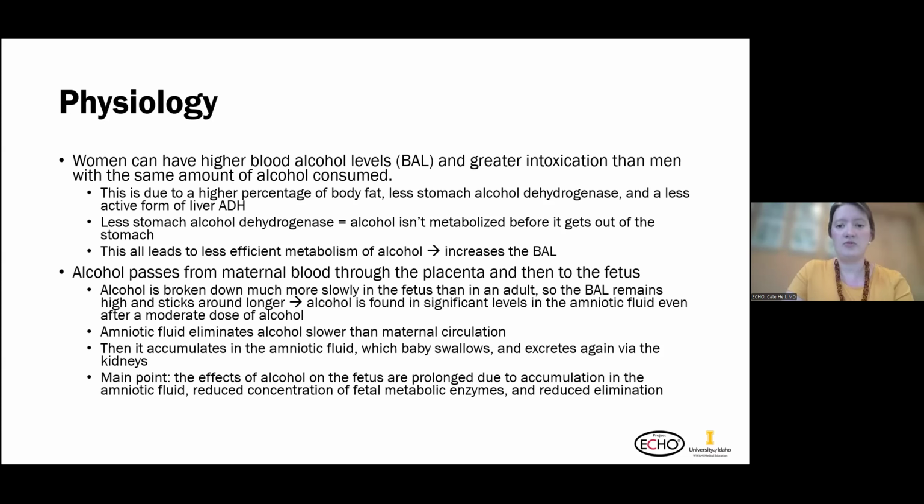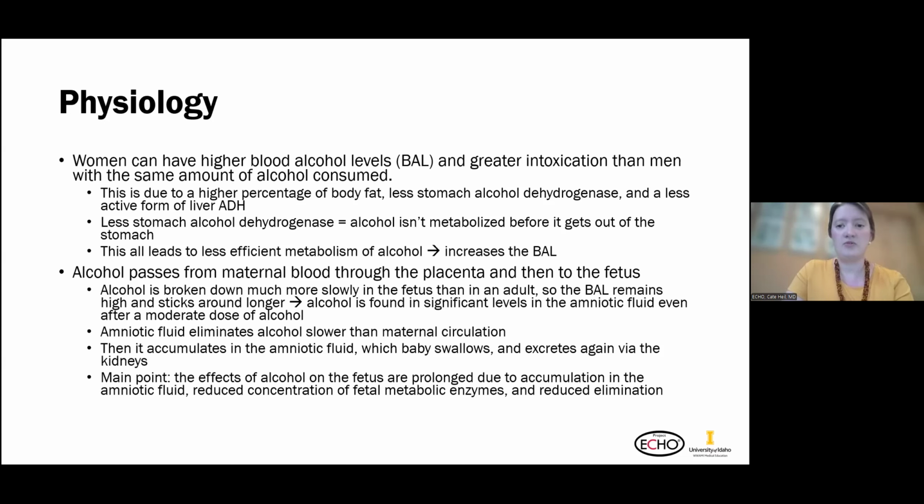And then when we think about pregnancy physiology specifically, we know that blood alcohol level will be increased in women because of these physiologic differences. And then we need to think about how that would affect the baby. So alcohol can pass from the maternal blood through the placenta and then to the fetus. And then the fetus ends up getting exposed in a number of different ways, actually. And so that's important to think about. So I'll go over that.